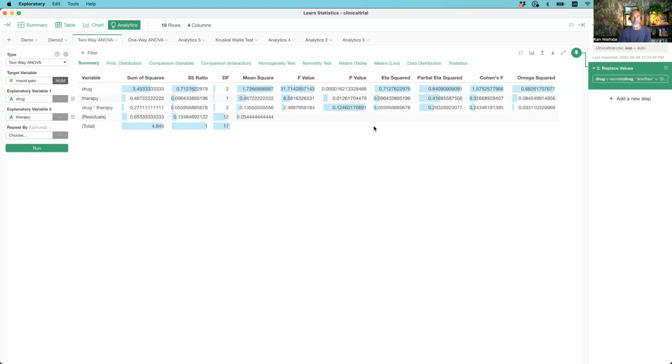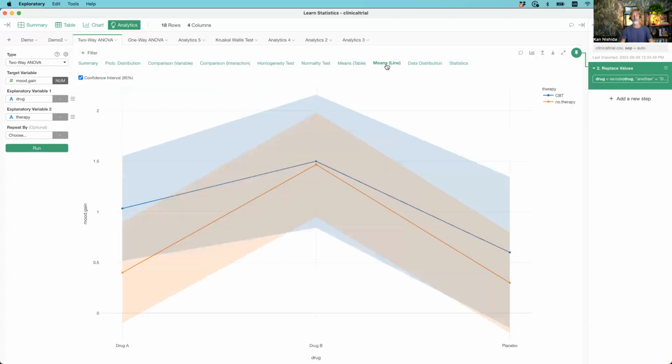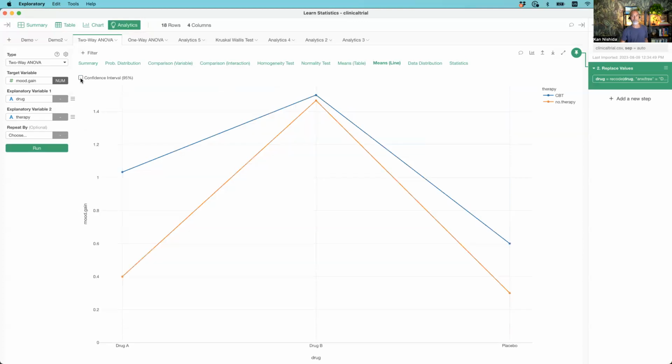Now that we know that drug and therapy are both significant, and by the way, for drug and therapy interaction we actually use this p-value to conclude it is not significant. But also when you go to the means line tab, this is where you can see, I'm going to just hide the confidence interval to make it simpler. The orange color is the no therapy group, and the CBT is whatever therapy these patients are taking. And then there's drug A, drug B, and a placebo.